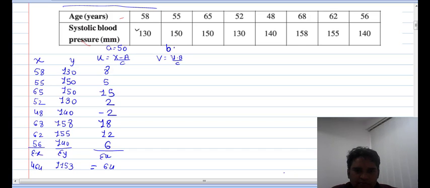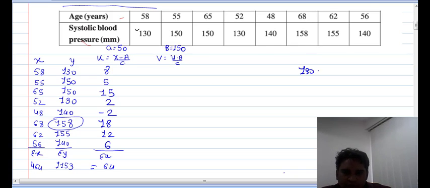so I assume b as my 150, right? So what is the common divisible factor that will come here? From the first one we would say that it would become 10, but look, the value 158 is given. So if I deduct 150 from 158, it would become 8. So look, 130 minus 150 gives me minus 20. 150 minus 150 gives me 0.